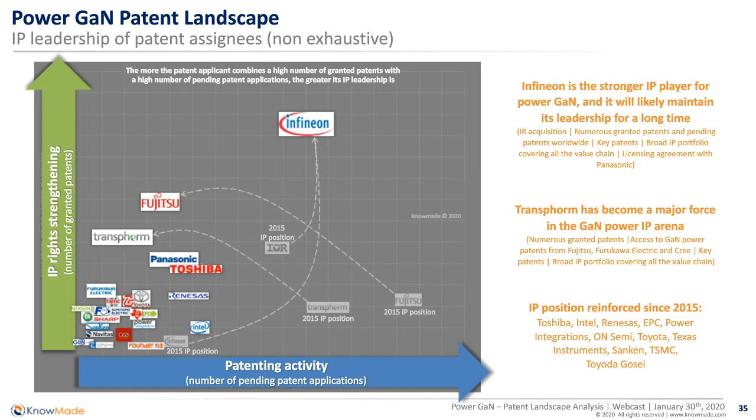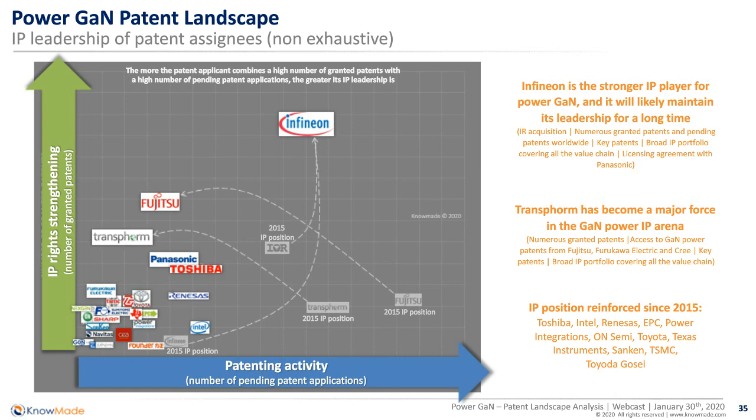Infineon definitely has the strongest IP portfolio, thanks to the acquisition of International Rectifier, but also thanks to numerous enforceable patents, a lot of pending patent applications, and fundamental patents covering all the value chain from epi wafers and power devices to operating methods, circuitry, and packaging. And we think that Infineon will likely maintain its IP leadership for a long time.